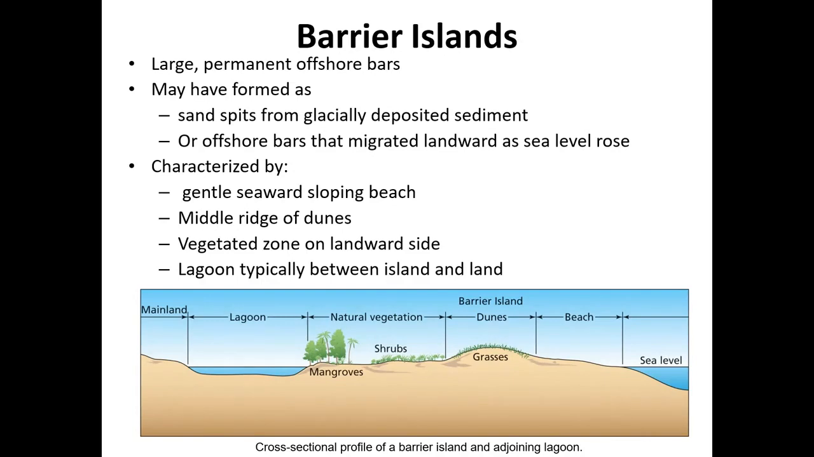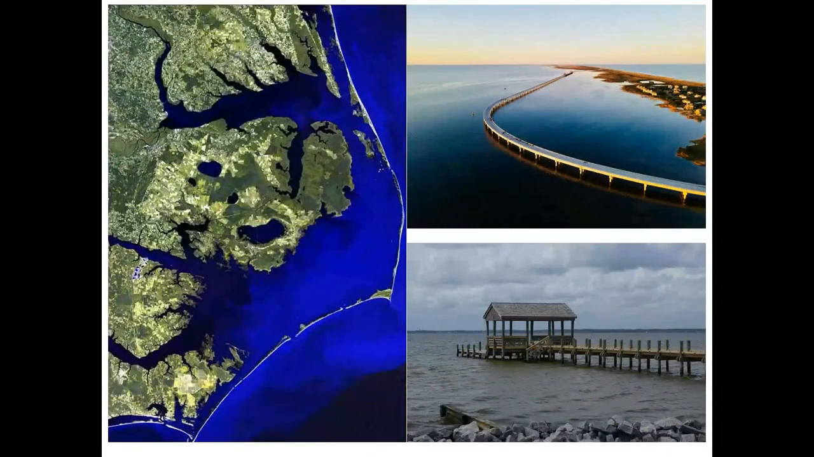If it's not completely enclosed, sometimes it's called a sound. If it's completely enclosed, it's usually called a lagoon. So this is kind of the cross section of a typical barrier island that you might see in the Outer Banks or elsewhere. So this is a picture of the Outer Banks from space. These are a series of very famous long barrier islands off the coast of North Carolina and Virginia. They're very popular with tourists.